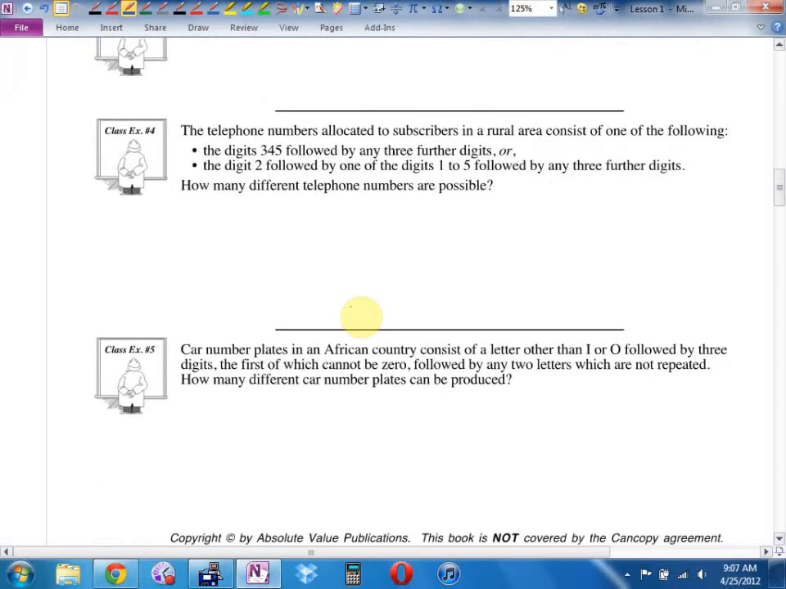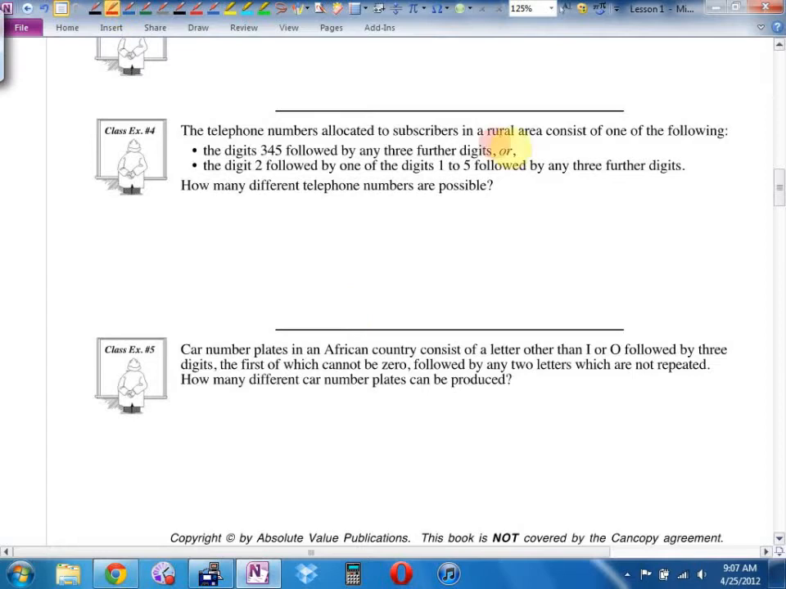Telephone numbers allocated to subscribers in a rural area consist of one of the following, the digits 345, followed by any three further digits, or the digit 2 followed by one of the digits 1 to 5 followed by any three further digits. Say what?